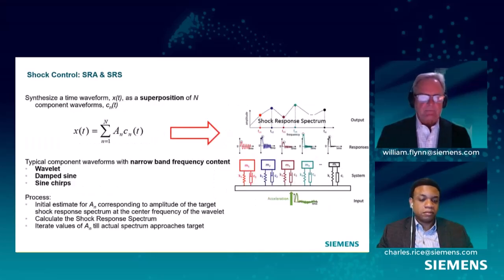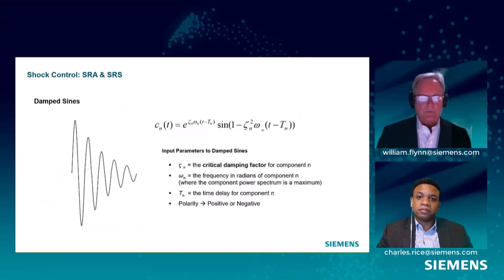And then how these pulses are defined is based on this equation here. So you have these amplitudes, and then you have this shape function of how you want to define those individual single degree of freedom systems, and those are based on these waveform definitions. We have wavelet available, damped sine, and sine chirps. And just a couple of examples here.